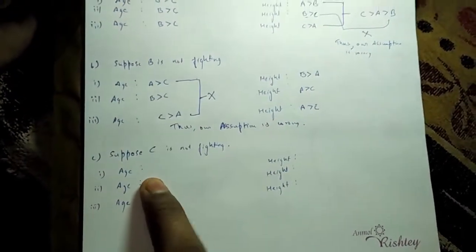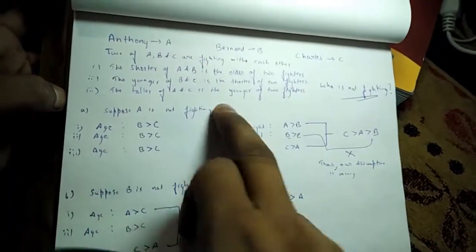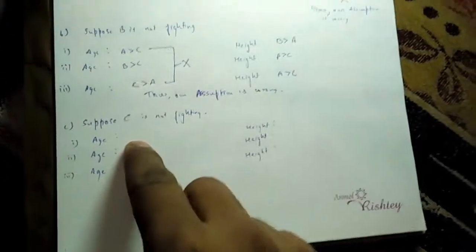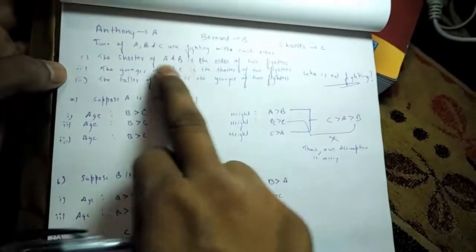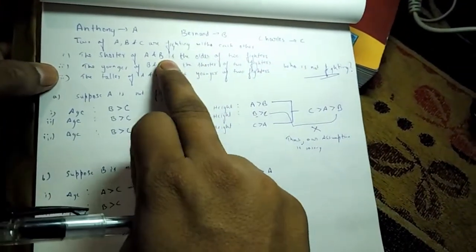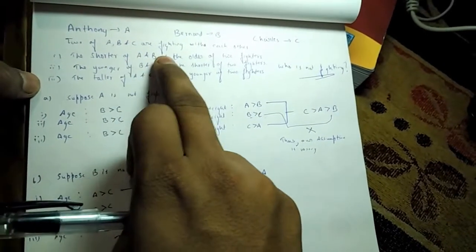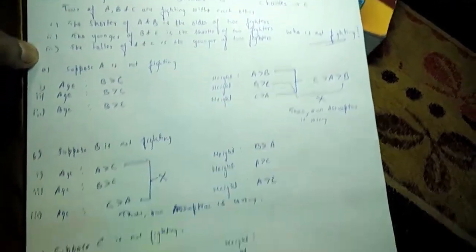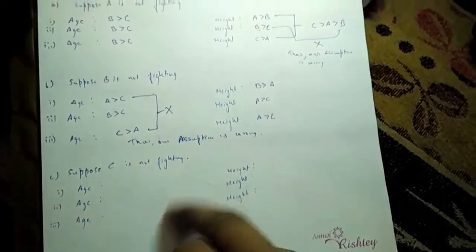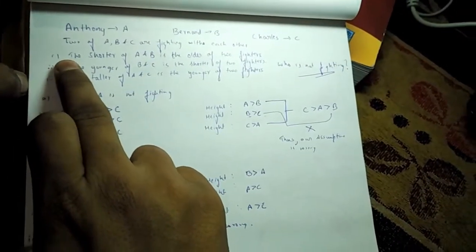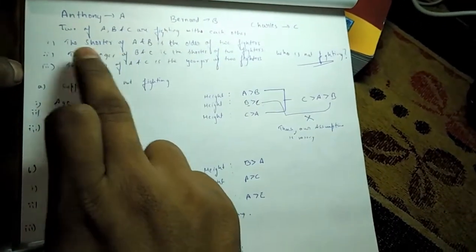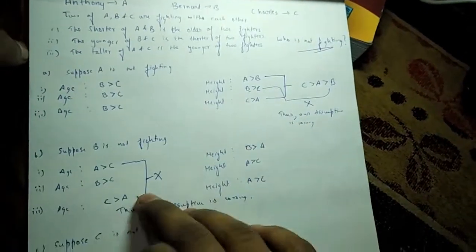Suppose C is not fighting. Then from these equations, we will not solve the first equation first, as there are two unknowns here, A and B, and we know one thing, that C is not fighting. Then we will solve the first equation last. Now we will solve the second and third equation, similarly as we did in the first case and the second case.